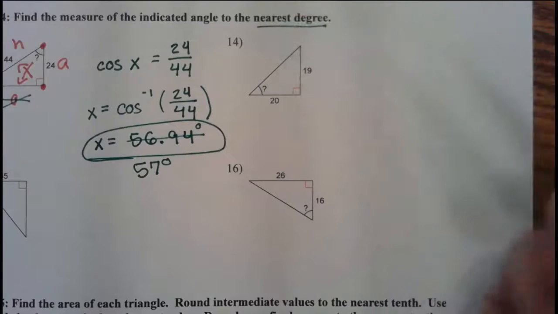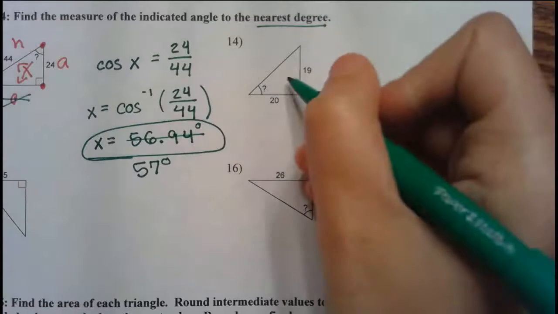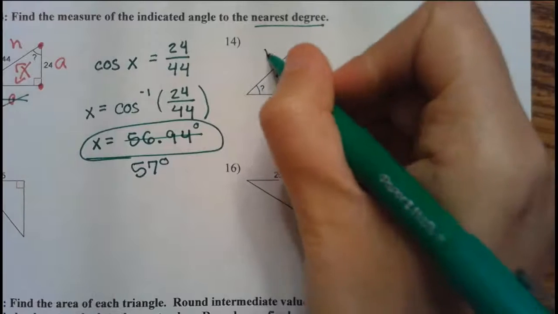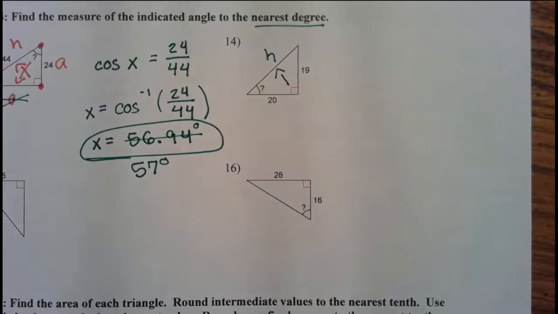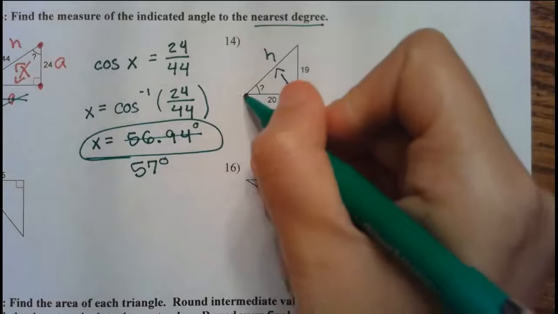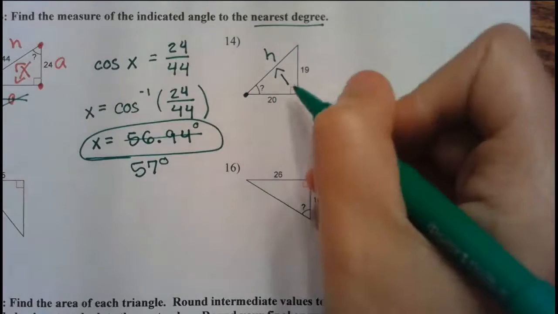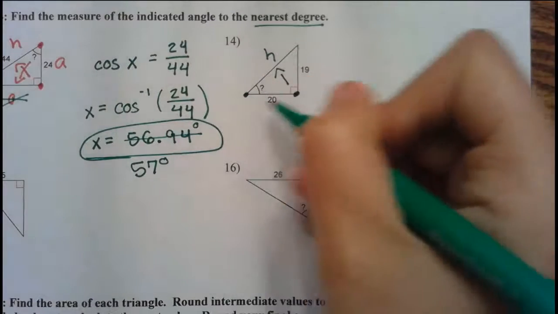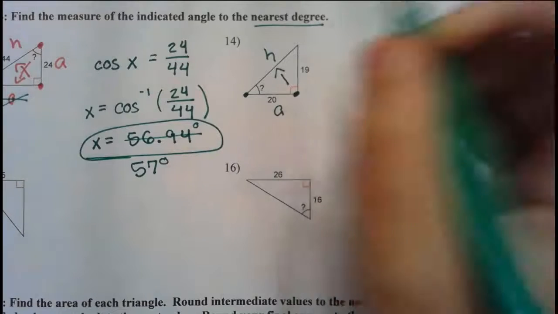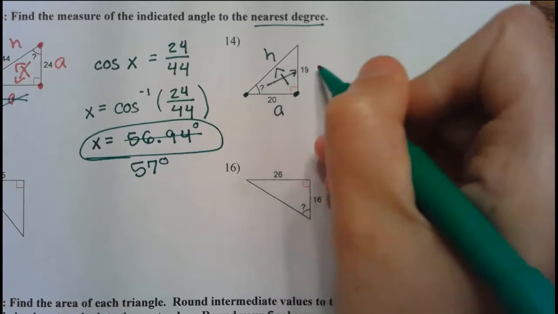Okay, number 14. Start with that hypotenuse, always in the same spot. Now I look for my angle. It is over here. Put a dot there, and at the right angle, in between my two dots, is the adjacent. Across from that is the opposite.